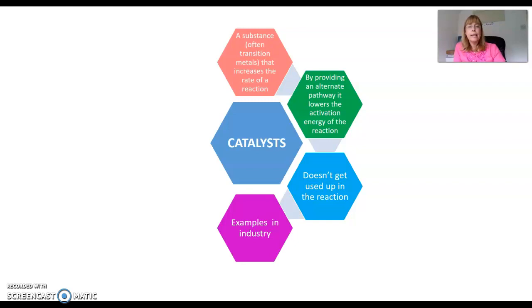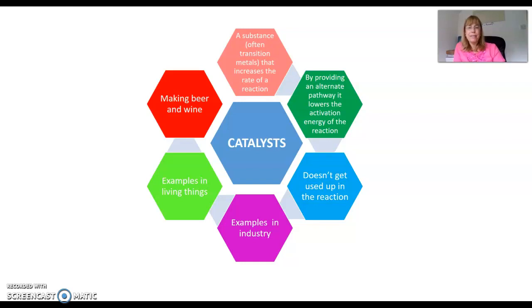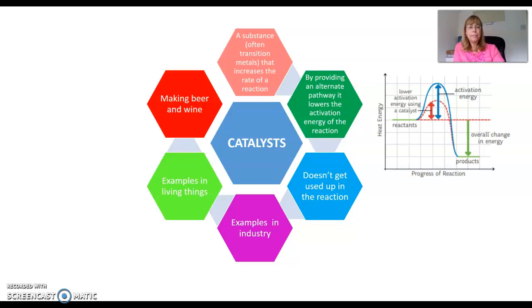We're going to have a look at some examples in industry, some examples in living things, and very, very important, the GCSE syllabus requires us to know how to make beer and wine. So let's have a look at these in a bit more detail.